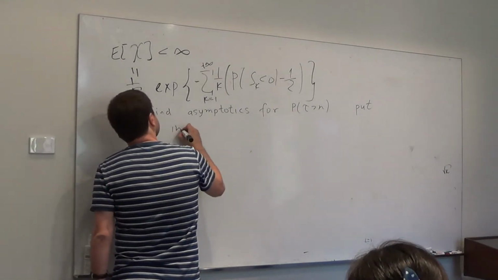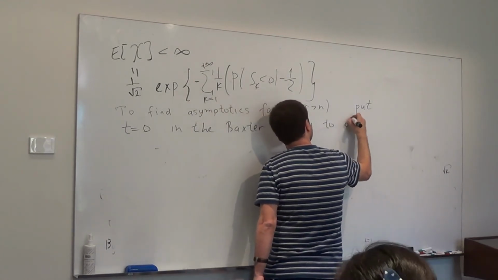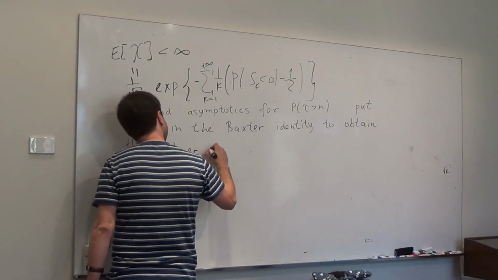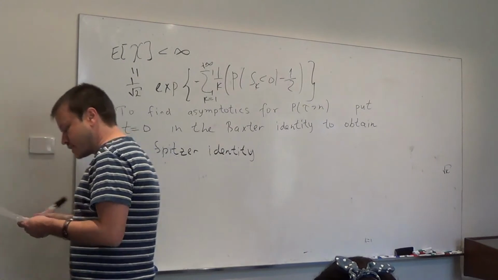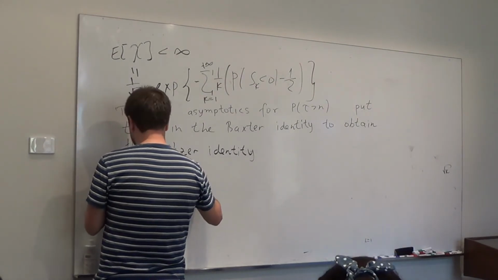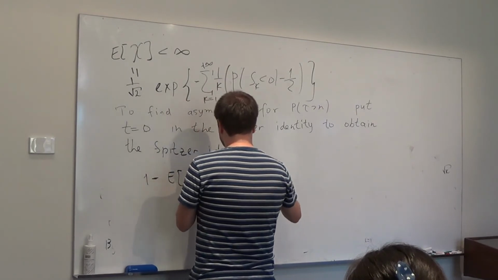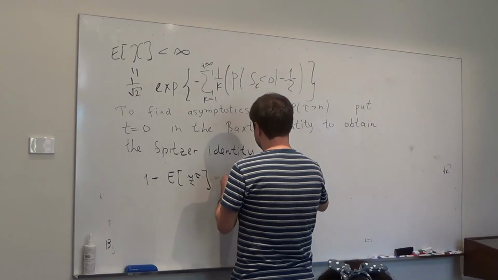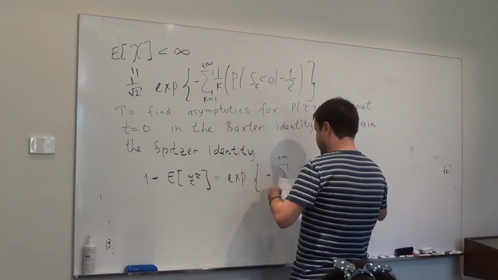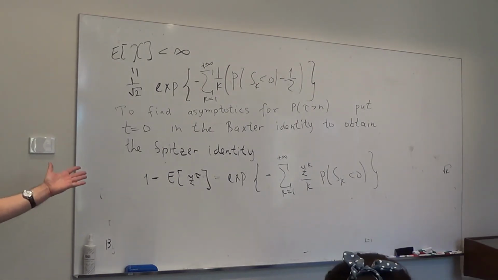So in the Baxter identity, let's write it down. So what we will get then, 1 minus expectation of z to the power tau is equal to exponent minus the sum from 1 to plus infinity z to the power k over k, probability that Sk less than 0. Okay, so this has a much neater form. So this is the identity which I have now.